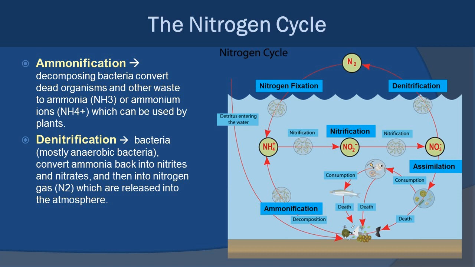Now, there is a way out of this loop, and it's another set of bacteria. Bacteria are really big here in the nitrogen cycle, and that's denitrification. And that's where it basically takes the nitrates and nitrites and converts them back into N2, which can then go back out to the atmosphere again.